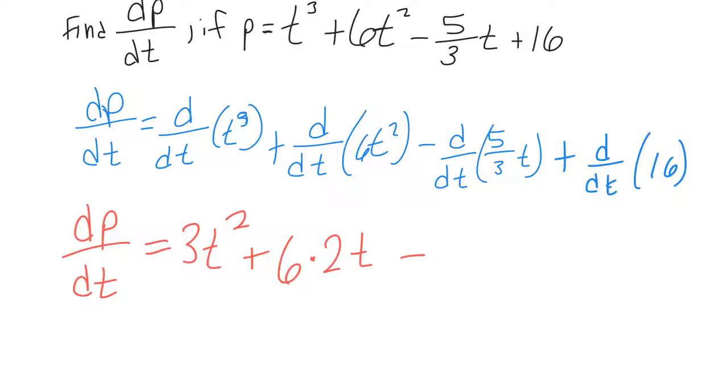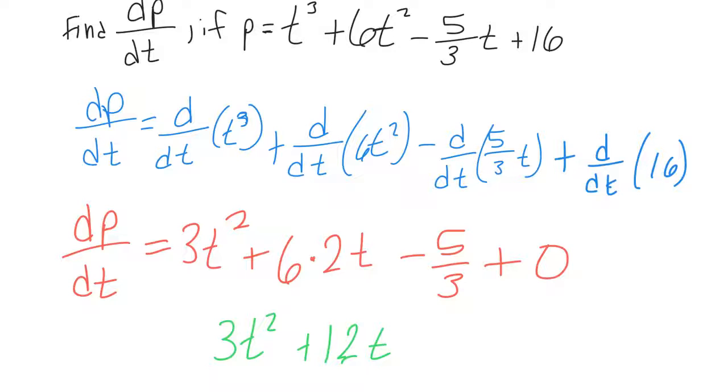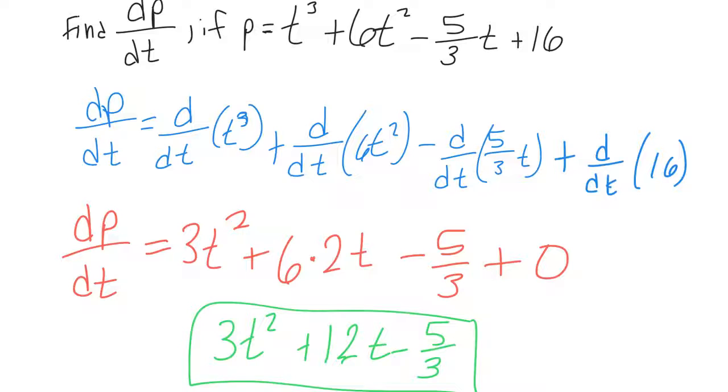minus, we've got 5 thirds, and then the t is going to disappear at this point. And then our last term is going to be plus 0 because the derivative of a constant term is 0. And our final form of the derivative is 3t squared plus 12t minus 5 thirds. That is our derivative of that function p.